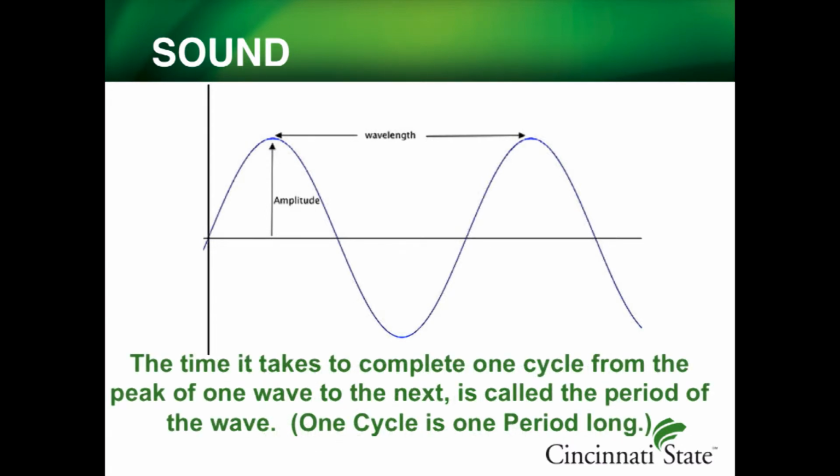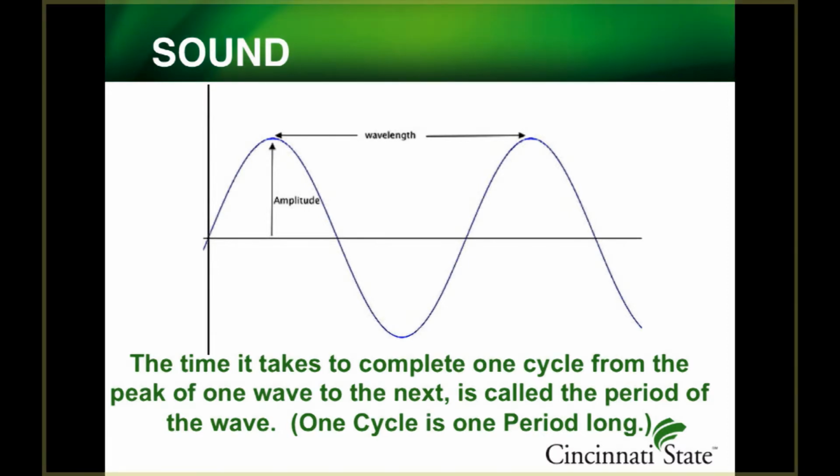The time it takes to complete one cycle from the peak of one wave to the next is called the period of the wave. One cycle is one period long. All right. So what we're trying to do here is measure the period of the wave. This is also sometimes called the wavelength. You see that up here, the wavelength.